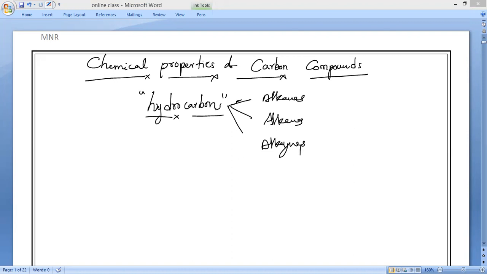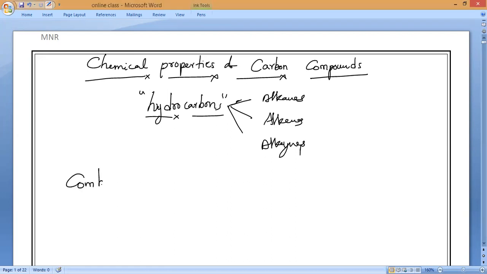The chemical properties we are going to study in the next half of this chapter are most important for our board exam, and also important for 11th and 12th, as there will be continuity. We are going to study three different kinds of chemical reactions of these hydrocarbons, or carbon compounds. The first one is the well-known reaction for us, combustion reactions, which we have been studying from long back.